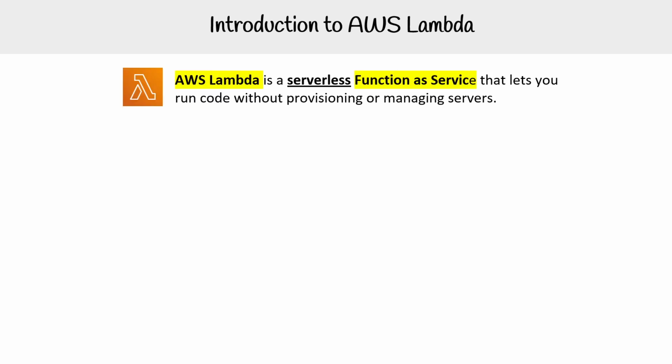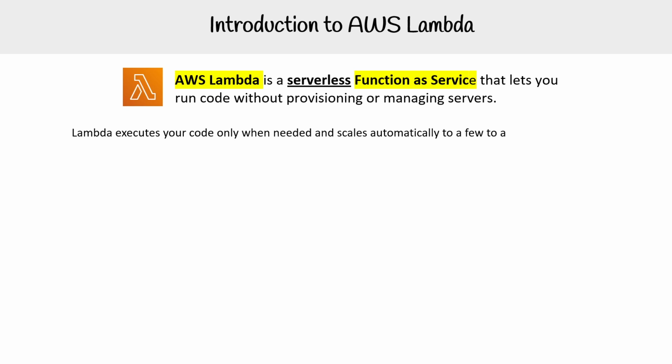AWS Lambda is a serverless function as a service that lets you run code without provisioning or managing servers. I just want to make extra emphasis here about how Lambda is serverless and it is a function as a service. Just because something's a function as a service doesn't automatically make it serverless. It just happens to be that AWS's offering is that, okay?